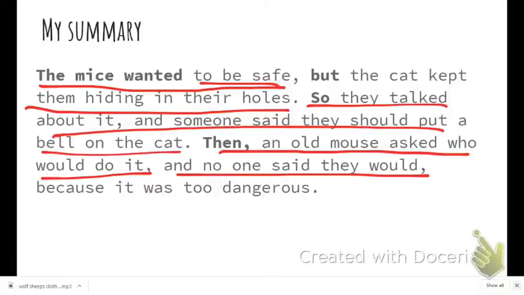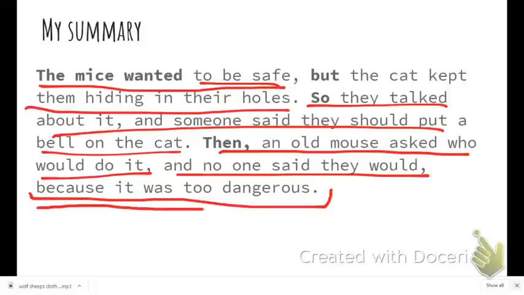This last part is not in the story. It's an inference. I inferred. The reason they're not putting that bell on the mouse is because it would be too dangerous.